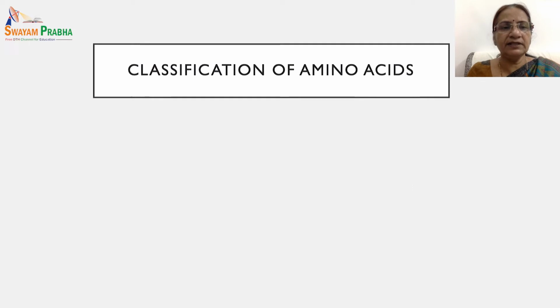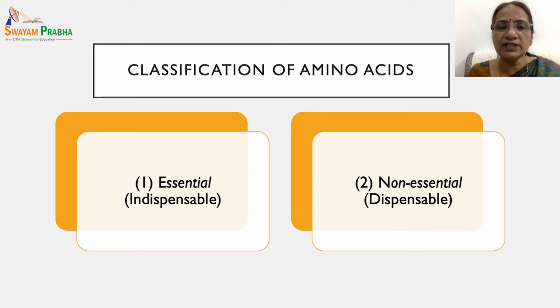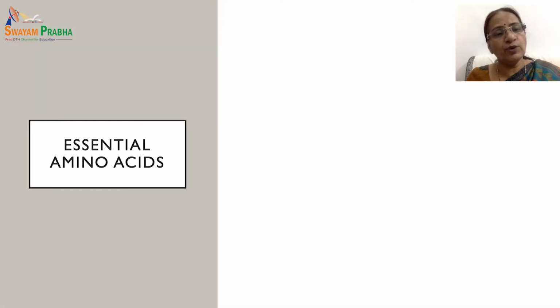Now let us study the classification of amino acids. Nutritionally, amino acids are classified on the basis of the body's ability to synthesize them, and they are classified as essential amino acids, also known as indispensable amino acids, and second, non-essential amino acids or dispensable amino acids. Now what are these essential amino acids?